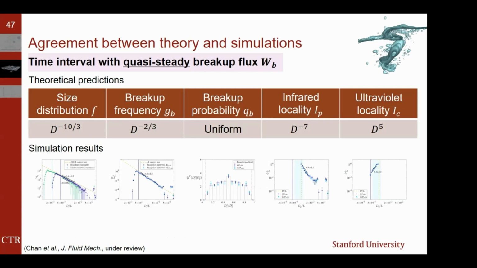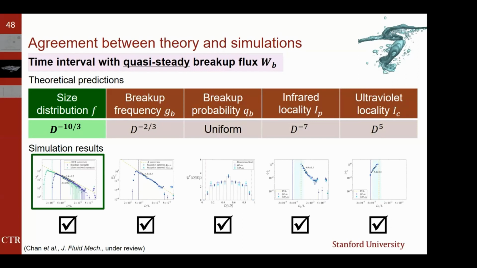On the top, I'm plotting the results we expect from the theory. On the bottom, I'm plotting the simulation results. Some of the plots are a little small, but I'll zoom into some of them individually later to give you a sense of what's going on. What I just want to mention here is that in the early stages, we obtain agreement between the theory and the simulations for all 5 characteristics of the breakup cascade. And just to give you a sense of what this agreement is like, let's look at the size distribution specifically.